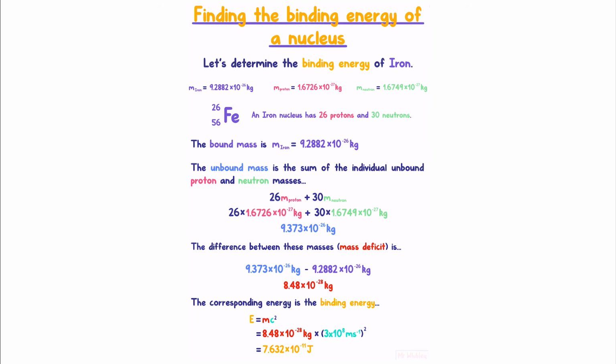And so this amount of energy is the total amount of energy our protons and our neutrons would lose as they come together to bind into an iron atom. And going the other way, it's the amount of energy we'd need to expend in order to separate an iron atom into its constituent protons and neutrons.